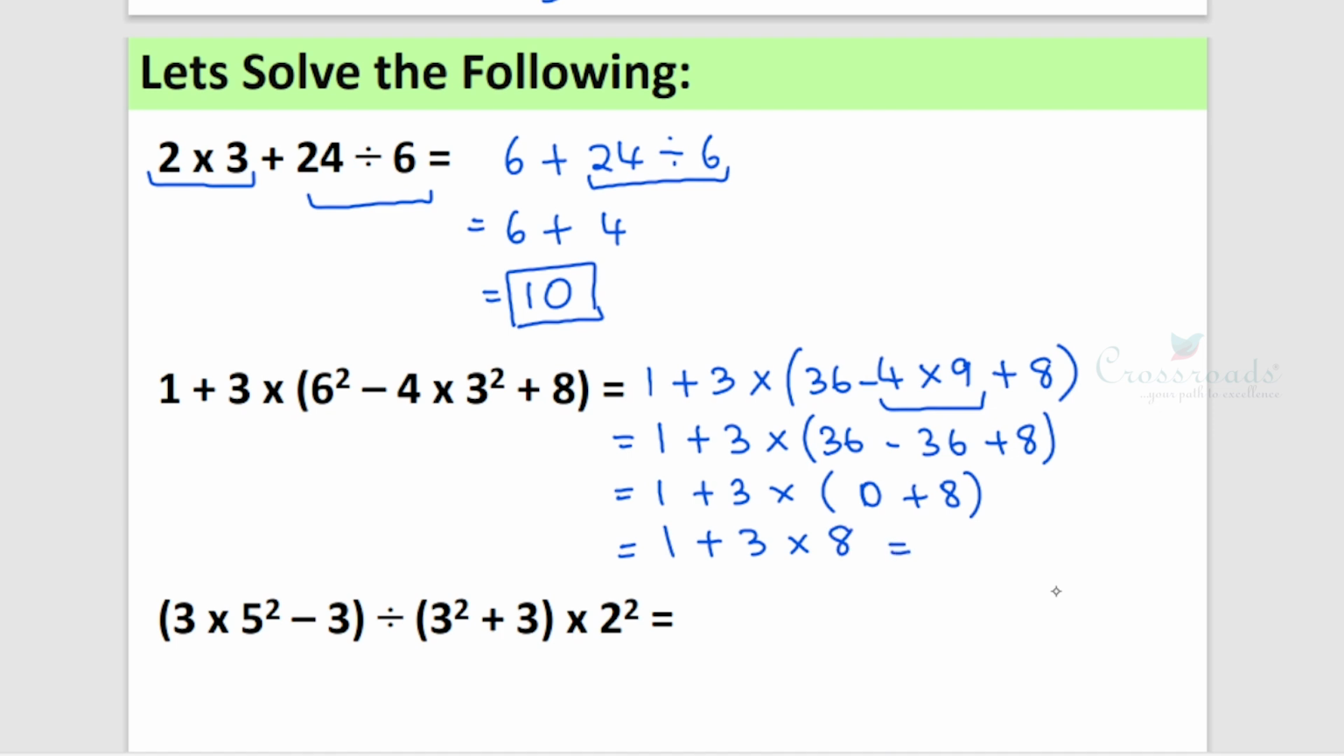Now in the next step what we do is we first solve the multiplication part. So 1 plus 24, that is nothing but 25. So this becomes our final answer.